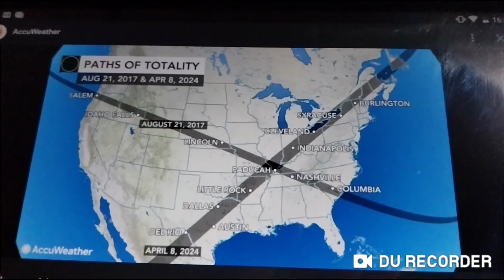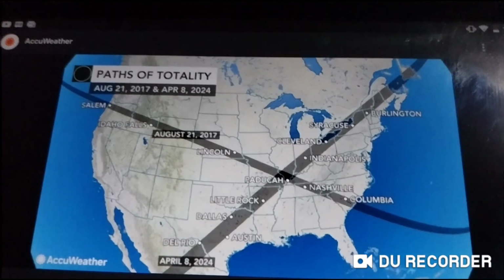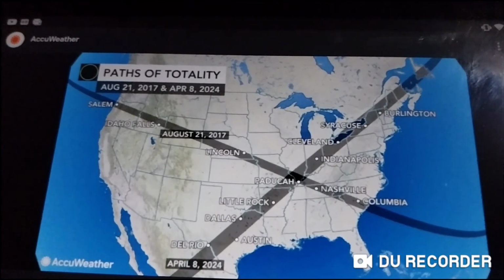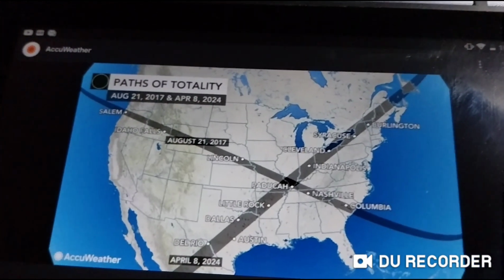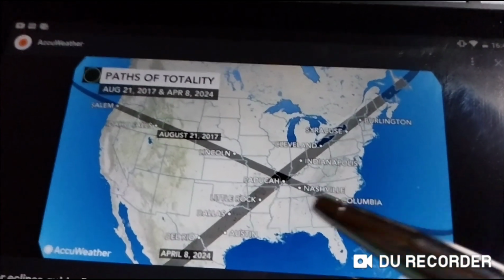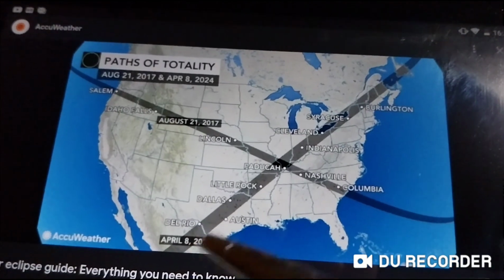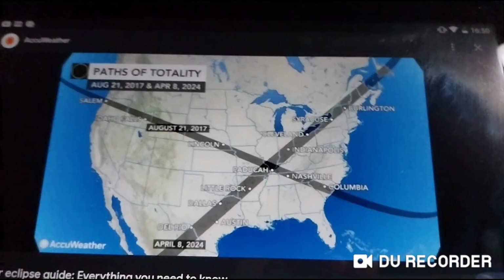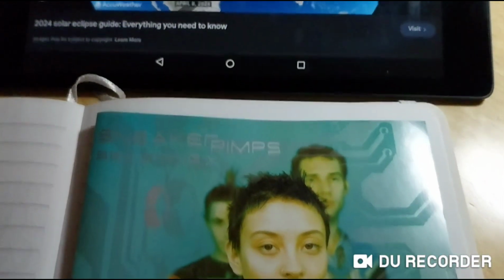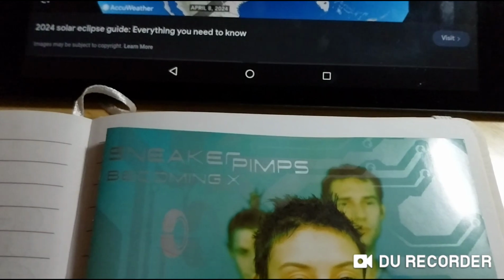The eclipse in 2024, 8th of April, forms the X from the one from 2017. That's the one for next year. So, Becoming X.